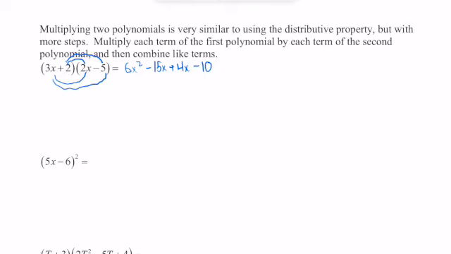And now we have two like terms to combine, the minus 15x plus 4x, leaving us with 6x squared minus 11x minus 10.